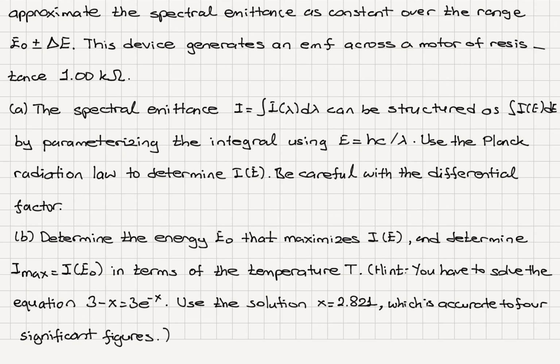Part A. The spectral emittance I equals the integral of I as a function of lambda d lambda can be structured as the integral of I as a function of energy dE by parametrizing the integral using E equals hc over lambda. Use the Planck radiation law to determine I as a function of E. Be careful with the differential factor.